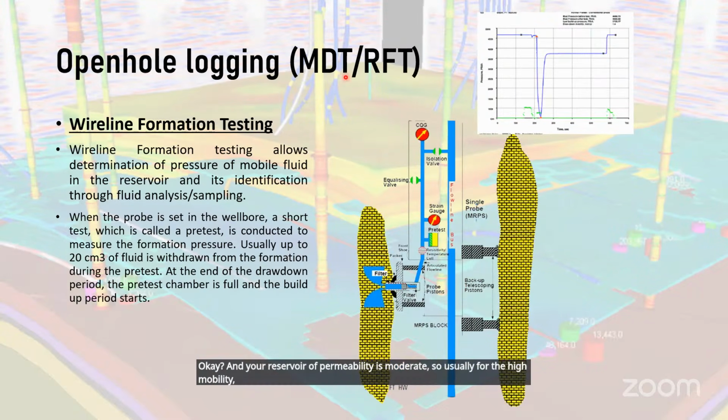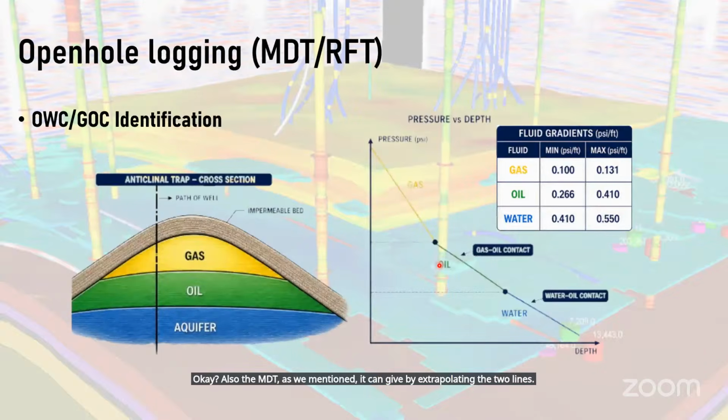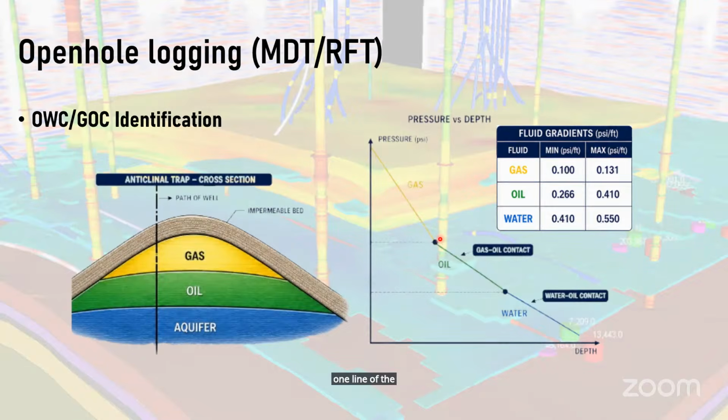the extremely high mobility, usually it is indicating that you have water in this interval. Okay, so you should take a sample to confirm whether this is oil or water. Also the MDT, as we mentioned, can give you, by extrapolating the lines, one line for the oil, one line for the water, one line for the gas, the depth of the gas oil contact or the oil water contact.